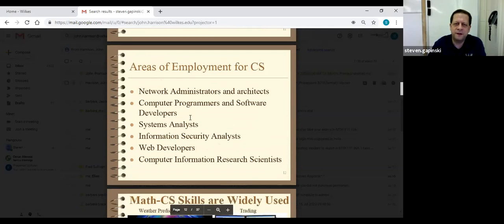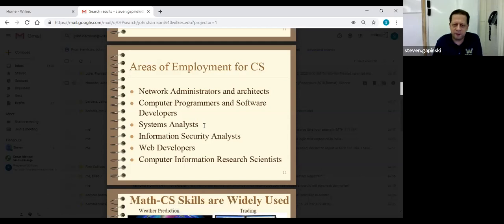So here are some areas of employment. Again, we're going to have some variety in terms of what we see. The list includes network administrators and architects, programmers and software developers, systems analysts, information security analysts, web developers, and computer information research scientists. So notice not everything on this list would directly involve being a programmer.